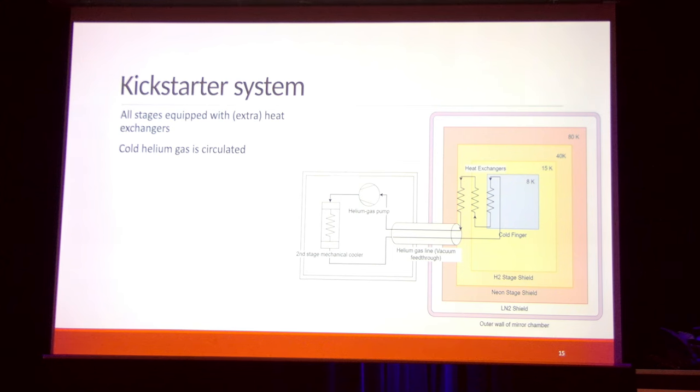Gas is pushed around by this pump and goes through this mechanical cooler, which cools down the gas. It goes into the cryostat towards the cold finger, cools it down, and then returns. This can be done in a relatively fast way, but it's very vibration heavy. But we want to quantify this.